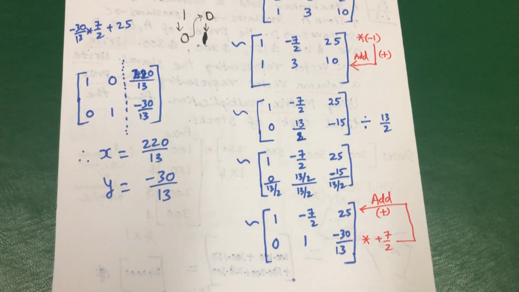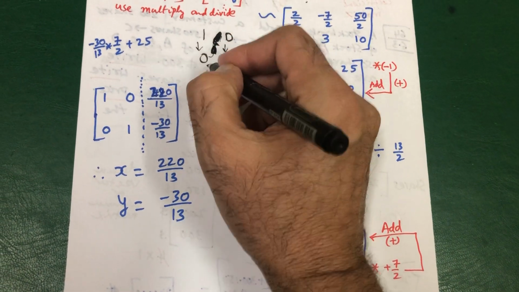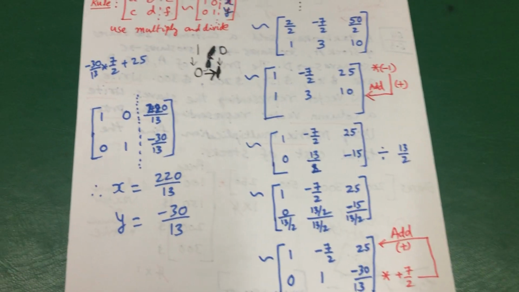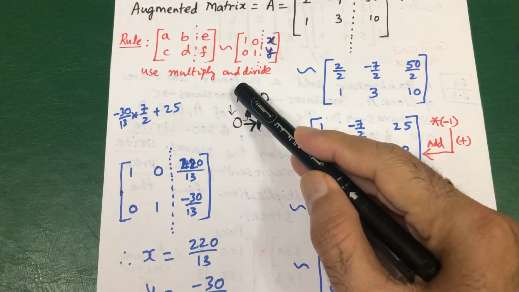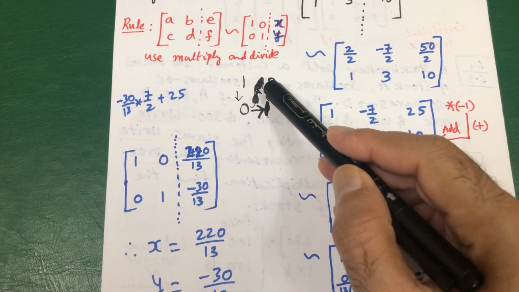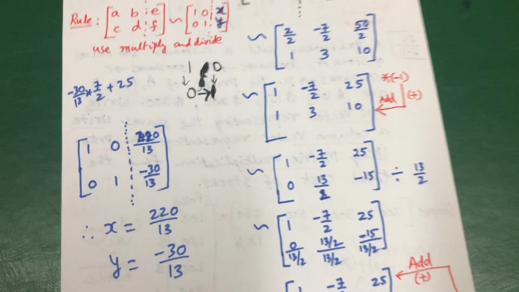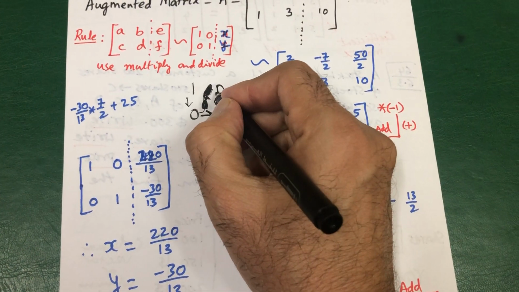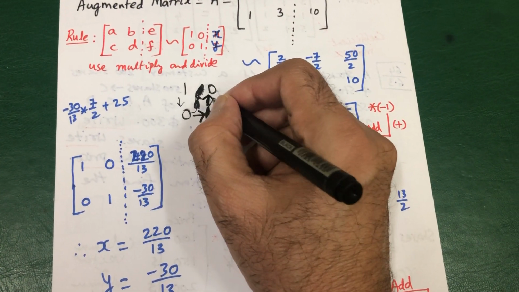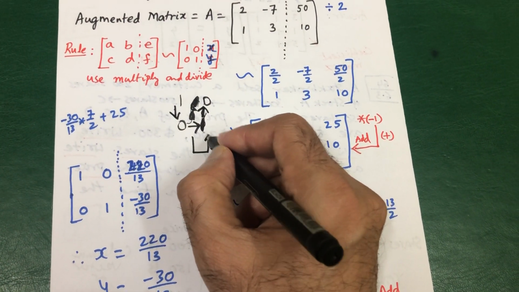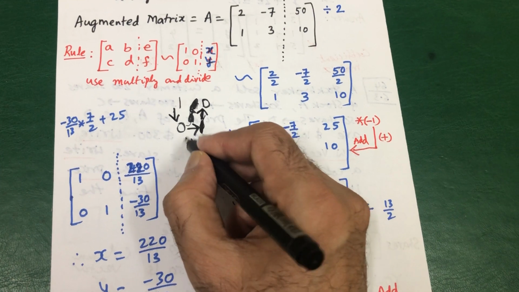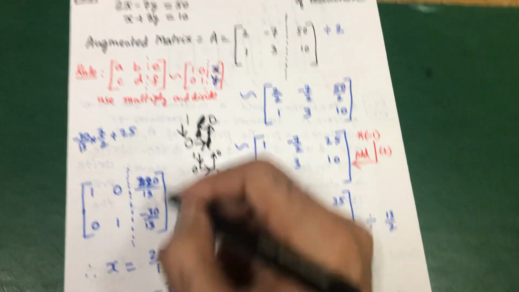So what is the rule? After making 1 0, and then this is 1 and this is 0, I will make this 0. This is how I do it. This is the order. So it will go like this: 1 0, 1 0. This is the order.